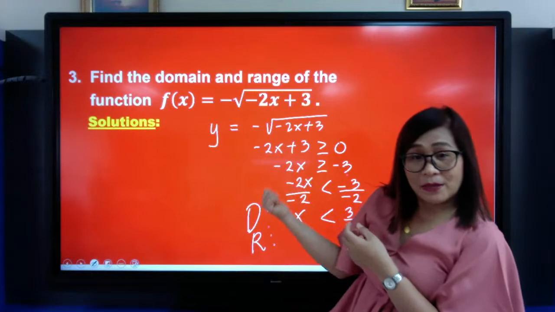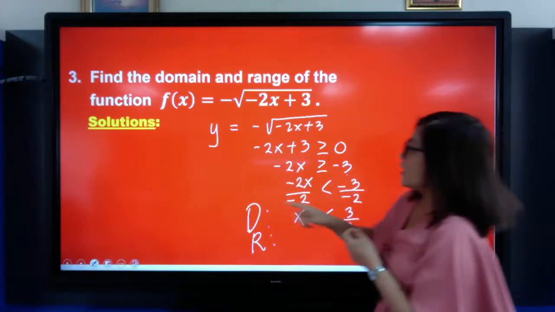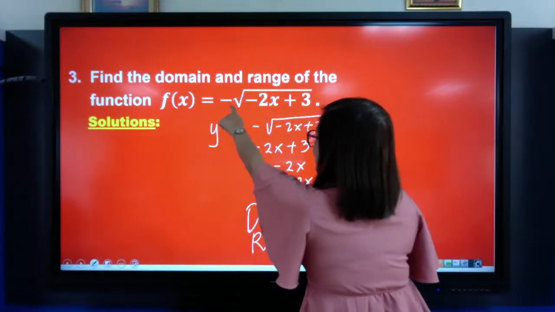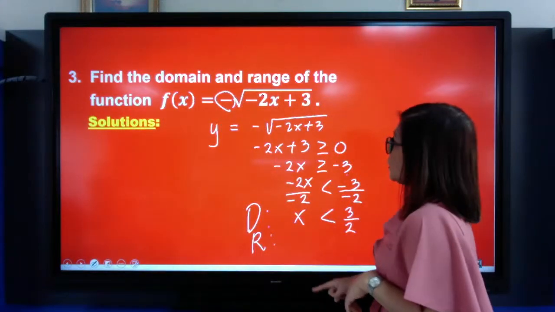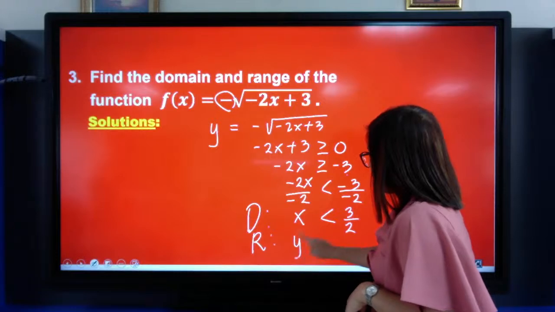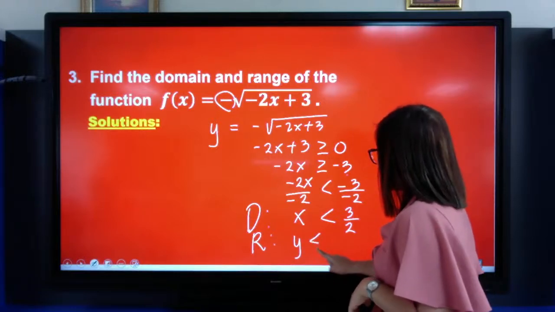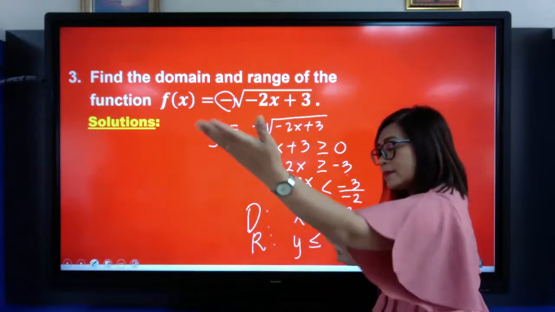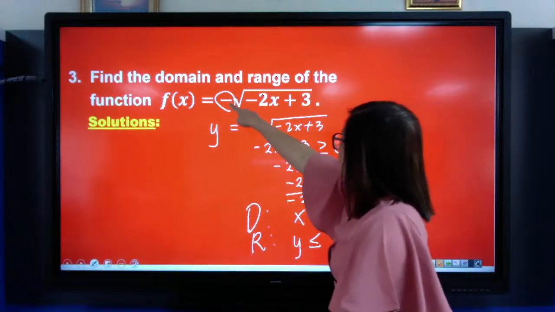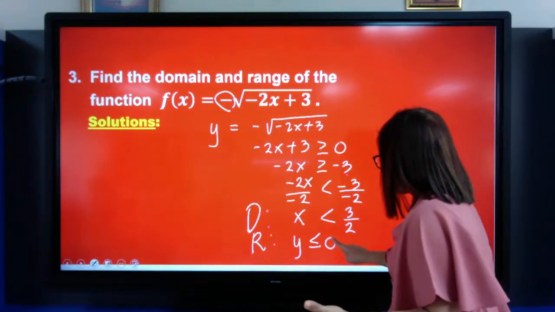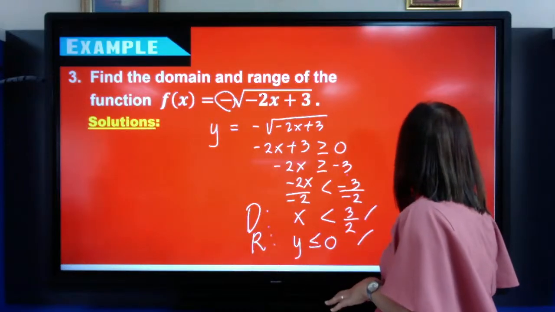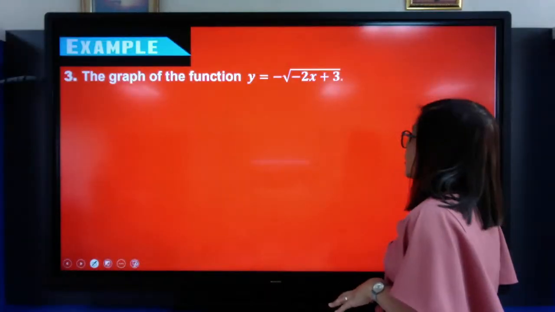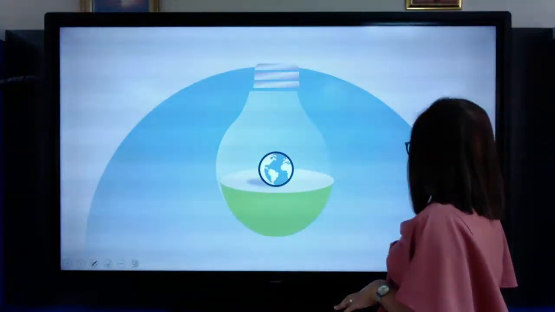Students, I will have this next time. Okay, the range is negative. The range is y is less than or equal to 0. Very good. Okay, finish. No more time. Okay, sorry, we don't have time.